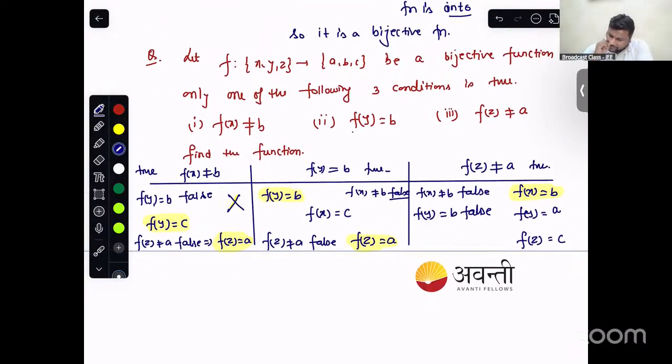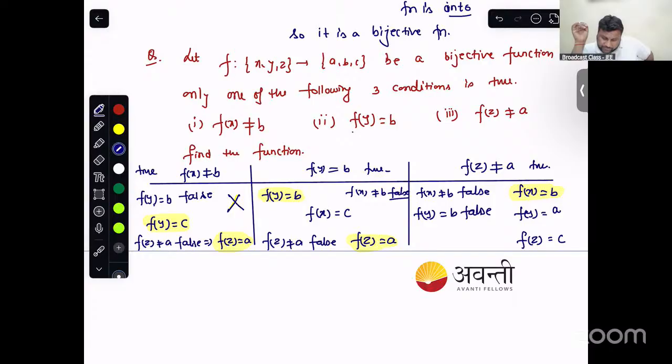Bijective function, one of the three conditions is true. Only one of the three conditions is true. If fx not equal to b is true, that is sorted. fz not equal to a is true. That means fx equals b, fz equal to c. So fy can be a. That is also fine. If fy equals b is true, that means fy is b.